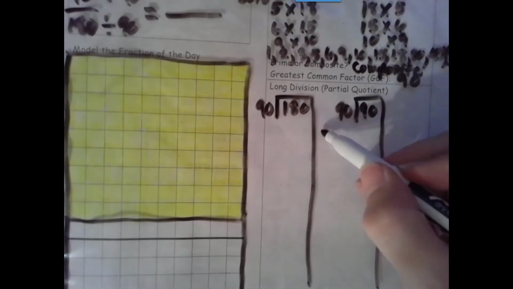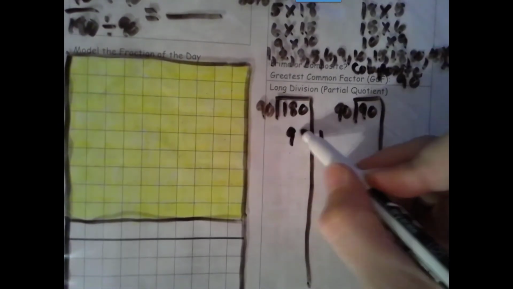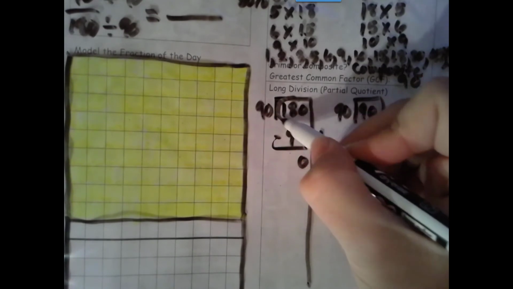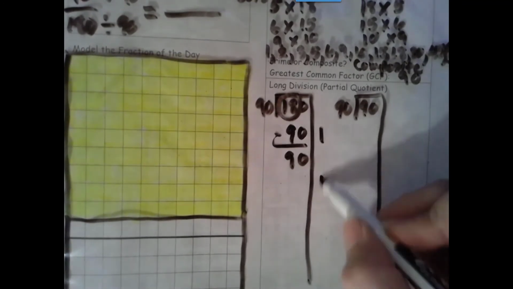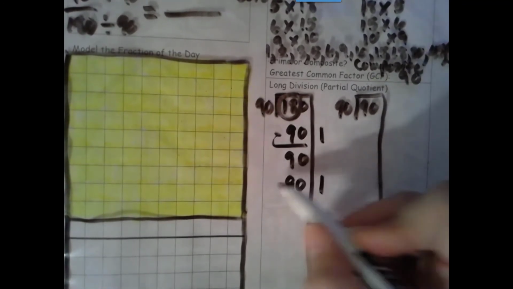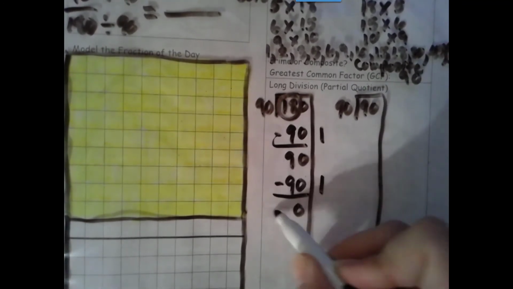Let's see, one group of 90 is 90. Numbers the same, 0 is again. And then here I just have 18 take away 9, which is 9. So 1 times 90 is 90. Numbers the same, 0 is again.